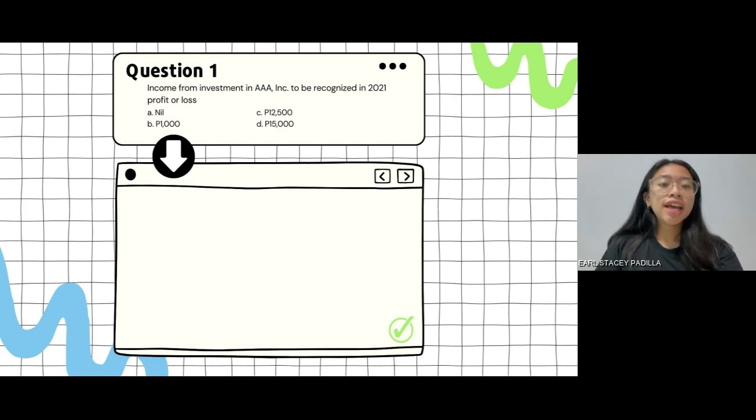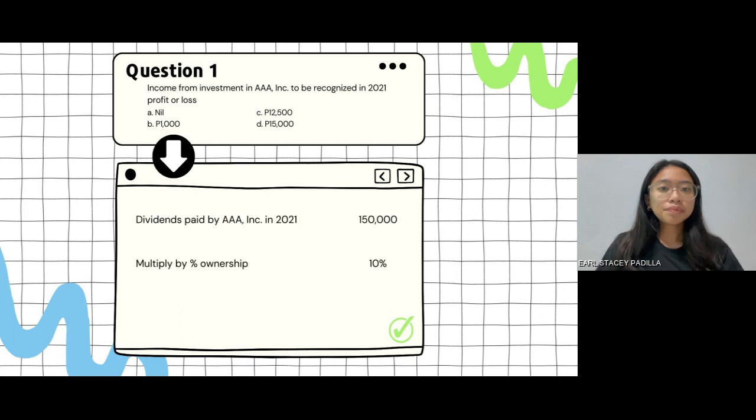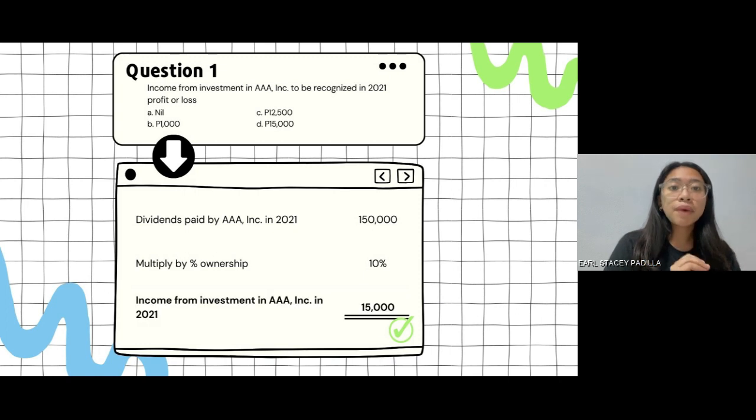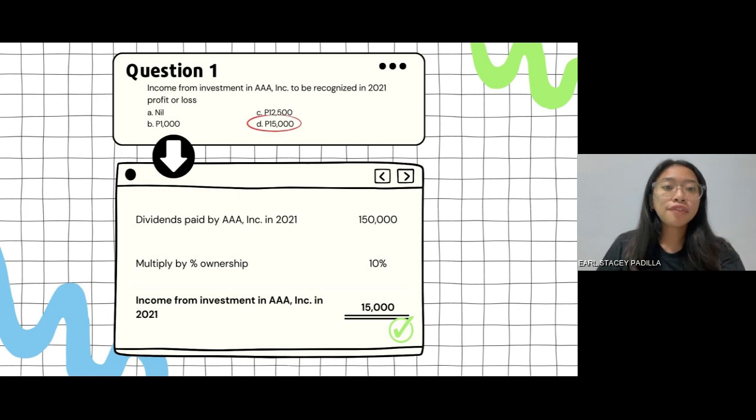Now, to answer the question, it is stated that the cash dividends declared by AAA Incorporated in 2021 is 150,000 pesos, keeping in mind that Maykawayan Incorporated owns 10% of its shares. Therefore, it takes a part proportionate to that amount by multiplying the percentage of 10% to the dividends of 150,000 pesos. Therefore, we get the amount of 15,000 pesos. So, the answer would be letter D.